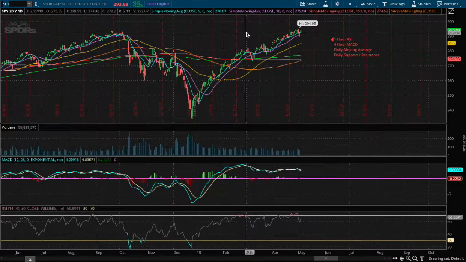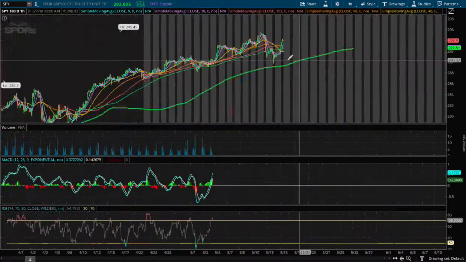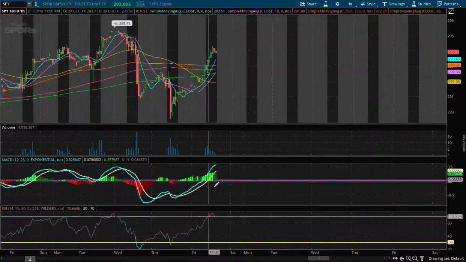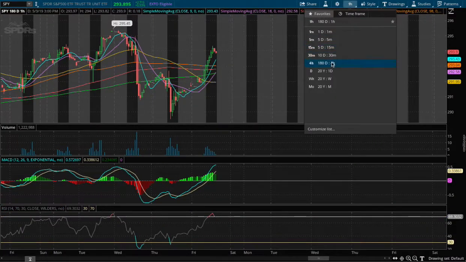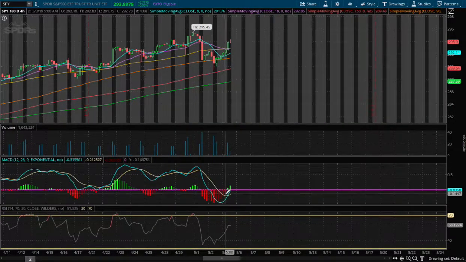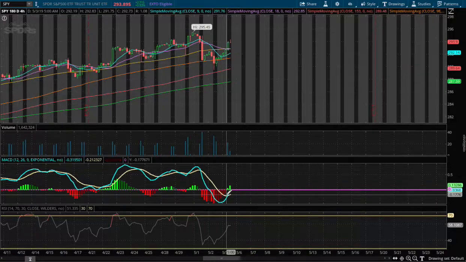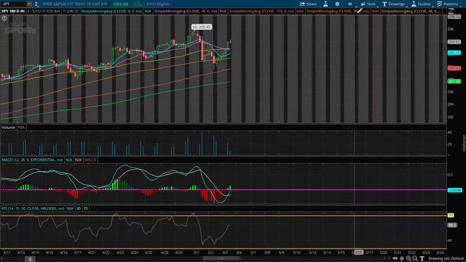S&P 500 is currently up around 93 basis points. On the 1 hour chart we are touching the overbought RSI, and on the 4 hour MACD we turn negative and looks like we may turn positive, so there could be more room to the upside.